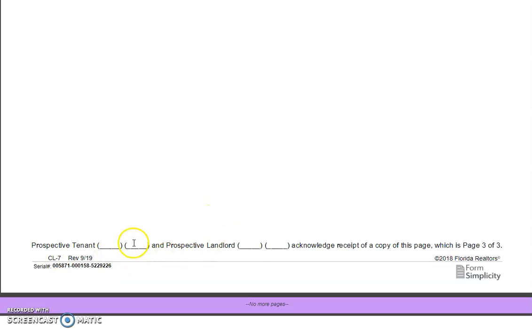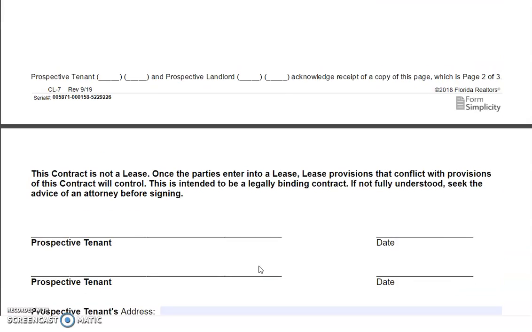All of them have to initial also, tenant on tenant, if it's one on this one, if it's two, one on one, and also the landlord when you send that to them. Thank you very much.